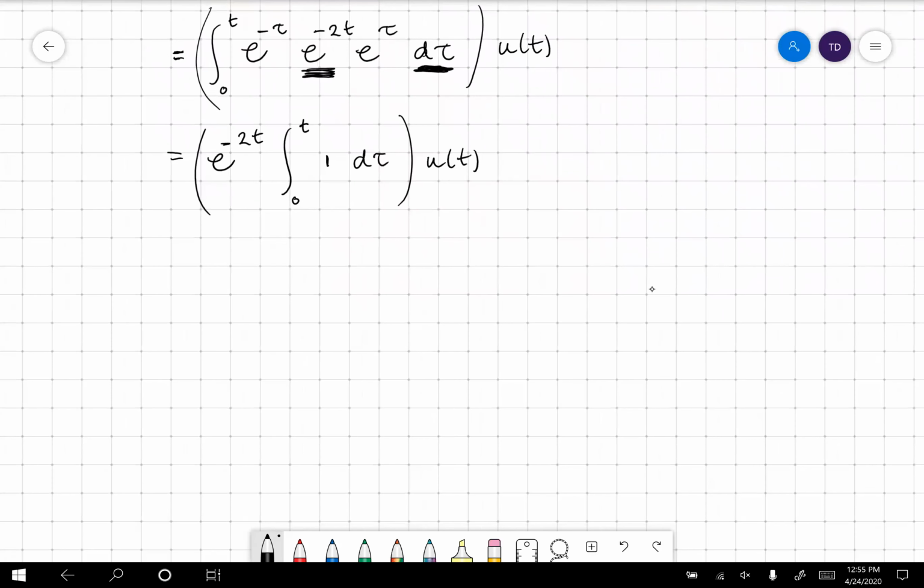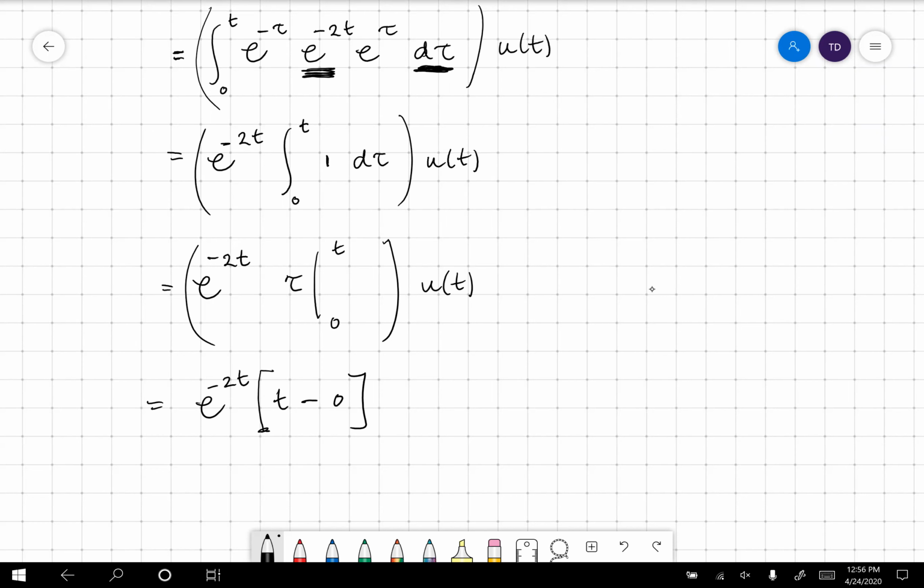What's the integral of 1? We're so sluggish today. Tau, evaluated from 0 to t, all times u of t, equals e to the minus 2t. And this is tau evaluated from where to where? From t, to 0. I plug in 0, right?